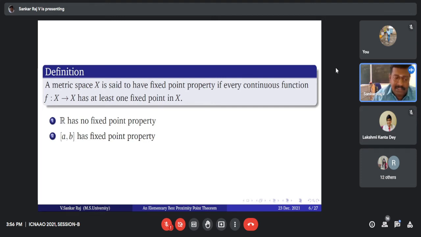We can say that this is Brouwer's fixed point theorem for a one-dimensional space. As an elementary fact, Brouwer's fixed point theorem is equivalent to the intermediate value theorem here.